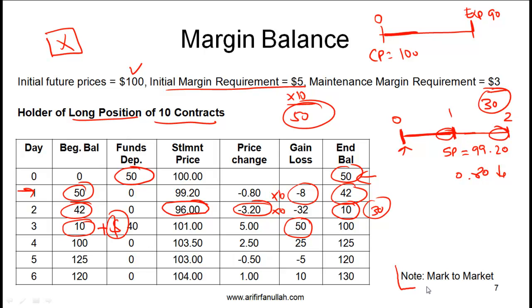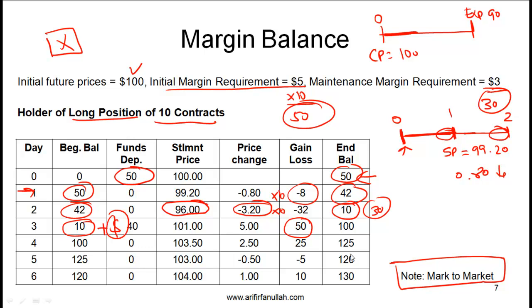These numbers have been taken from the curriculum, so you can also follow from there. And note the mark to market that's happening over here. Mark to market simply means that when you are making losses on a daily basis, your account is being adjusted to reflect the losses, and similarly when you are making gains on a daily basis your account is being updated to reflect the gains.